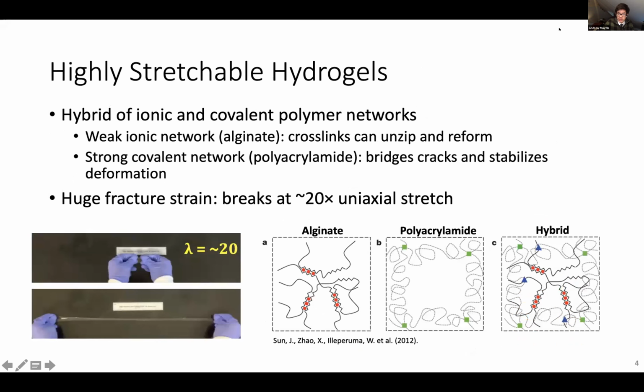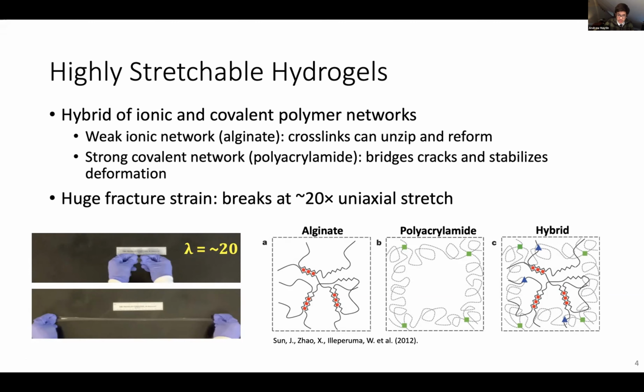So in this project, we're using highly stretchable hydrogels. And what these are, they are a hybrid of ionic and covalent polymer networks. And so we have a weak ionic network, which we're using alginate, and those crosslinks can unzip and reform. And so they kind of act as sacrificial bonds that dissipate energy. And then we also have a strong covalent network. In this case, it's polyacrylamide. And it bridges any cracks that form and stabilizes the deformation.